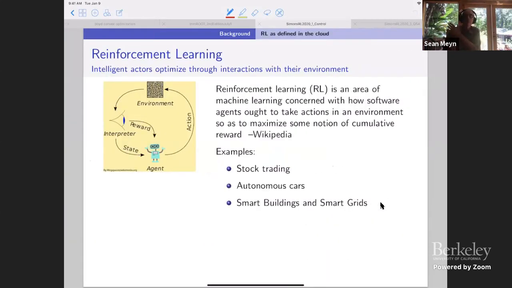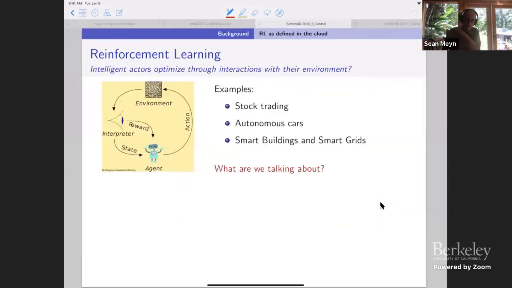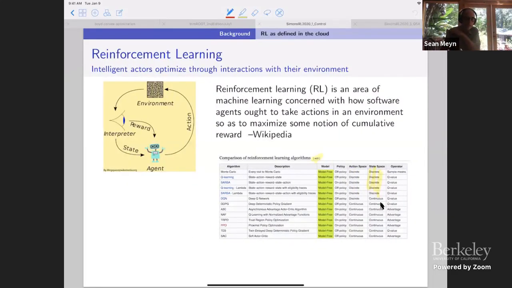Examples people talk about are stock trading. People have been selling reinforcement learning to Wall Street forever, and Wall Street actually is kind of upset at RL, for reasons that we could discuss. Autonomous cars, smart buildings, smart cities. What are we talking about? Look at what I highlighted. Everything is model free. So the claim is that if it's not model free, it's not RL.